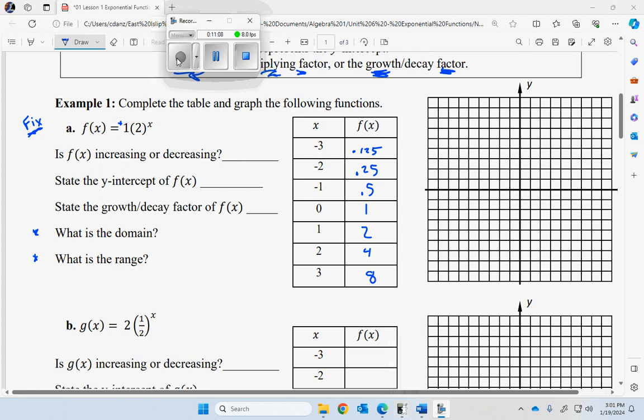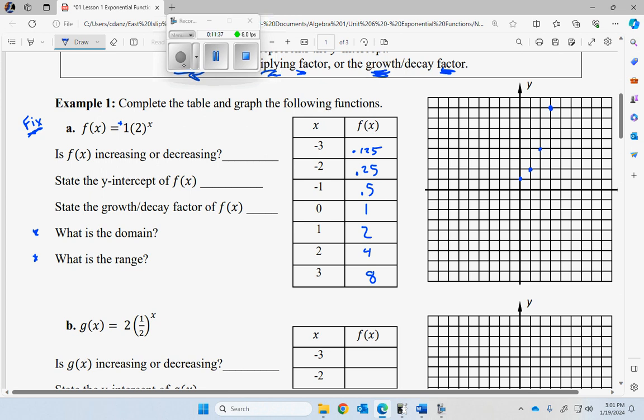And now, how are we going to plot these numbers? Well, some of them are really easy to plot. So I want to plot the easy ones first. I'd like to plot like 0, 1. And how about 1, 2? And how about 2, 4? And how about 3, 8?